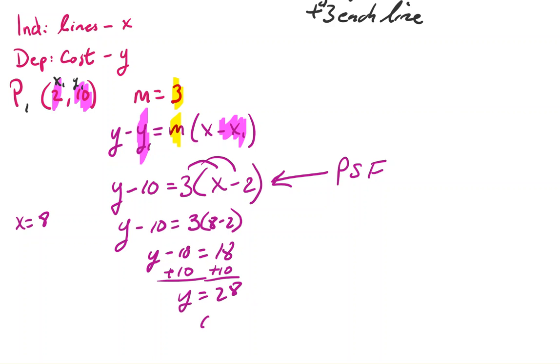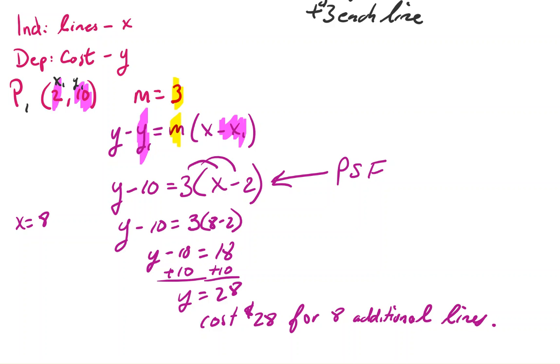So cost $28 for 8 additional lines. Okay, so there we go. Cost of 8 additional lines.